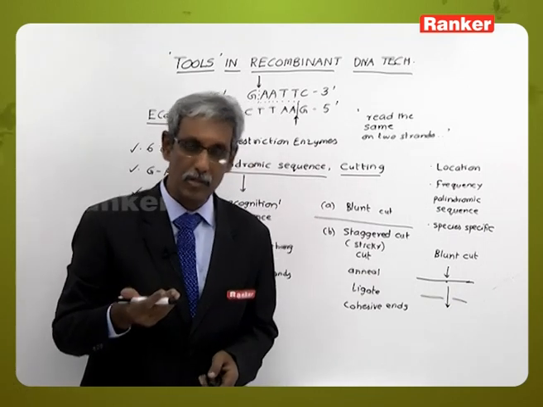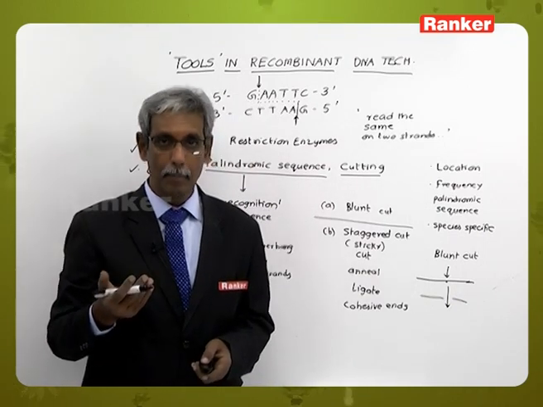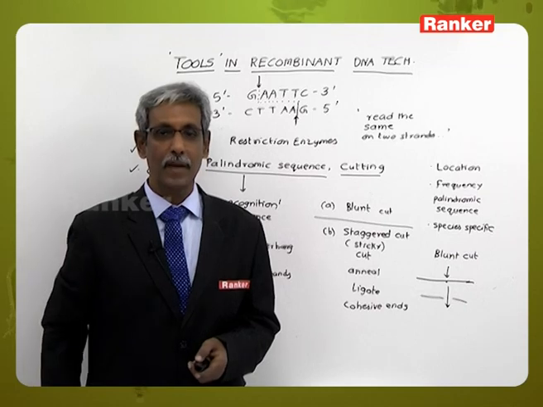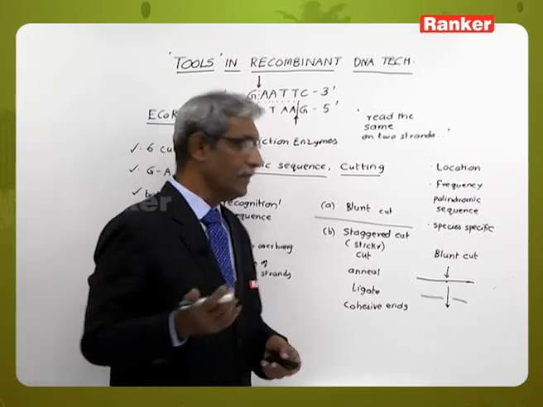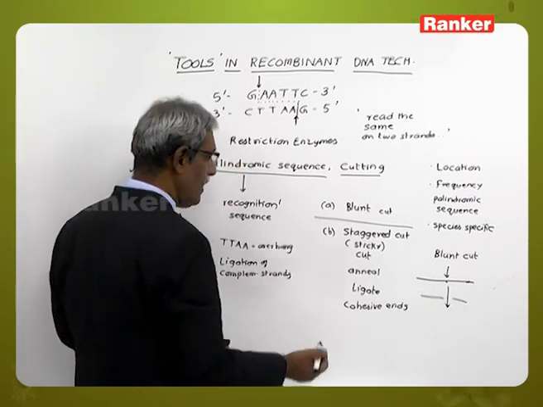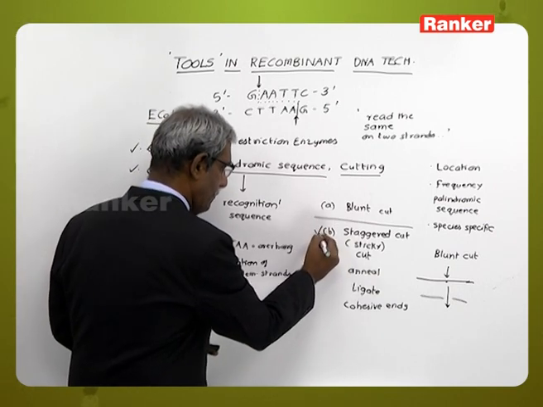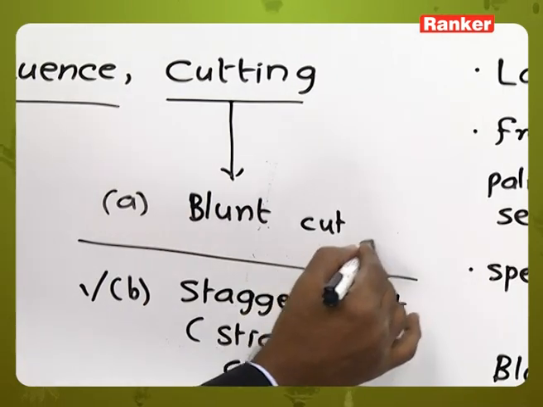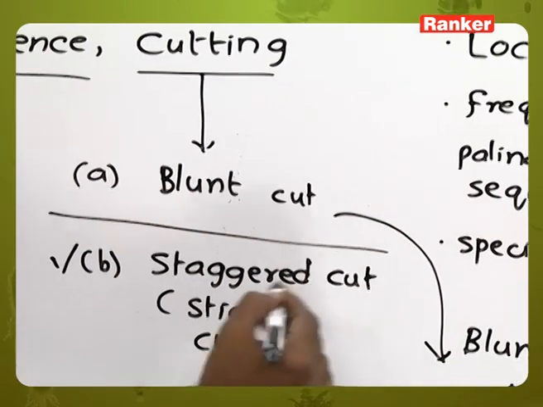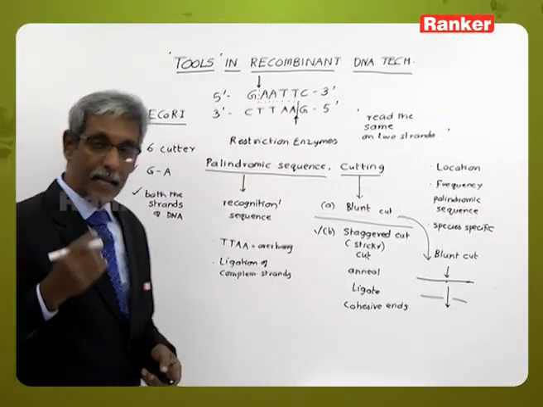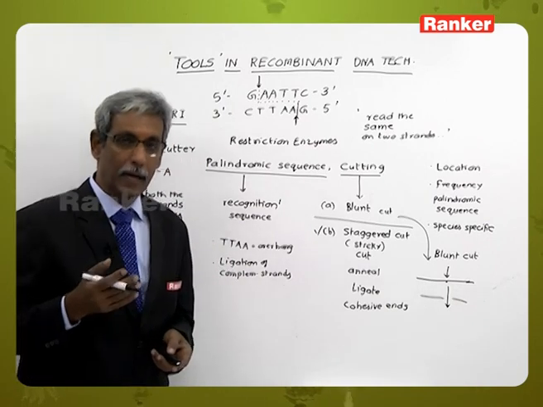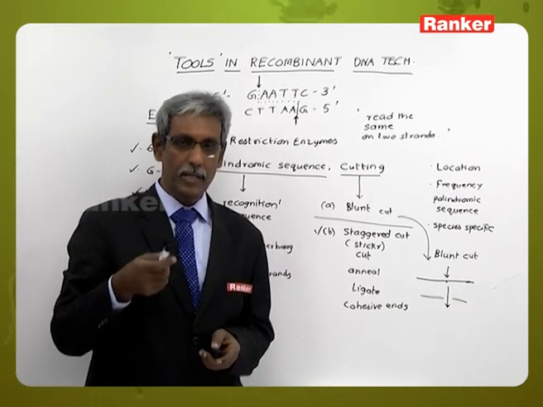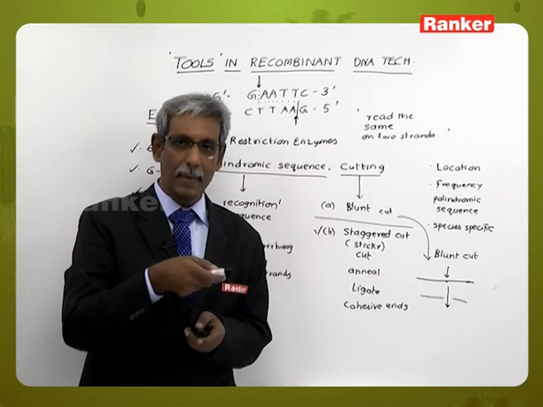But most of the restriction enzymes, which are very important tools in molecular biology, follow another pattern of cutting, which is termed a staggered cut. So among the cutting sequences, we have a blunt cut and we also have a staggered cut. A staggered cut looks as if you have taken an instrument and sawed a piece of wood.